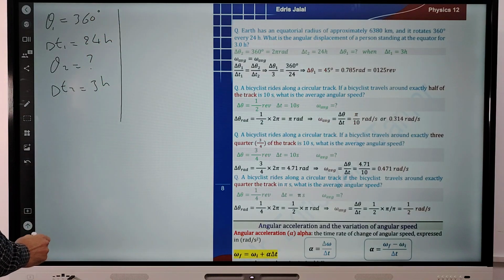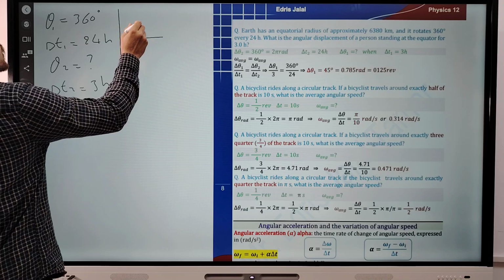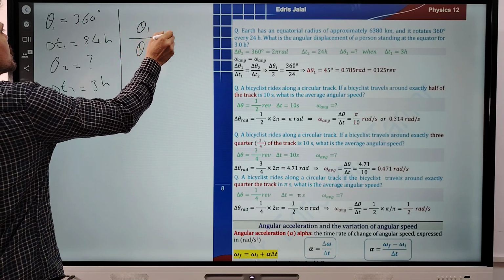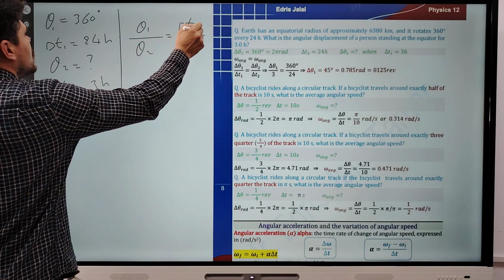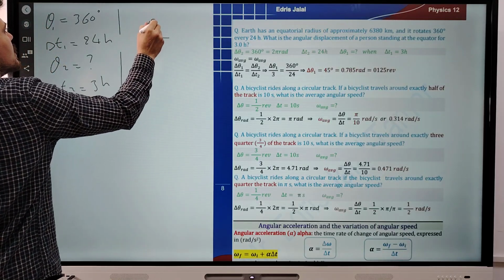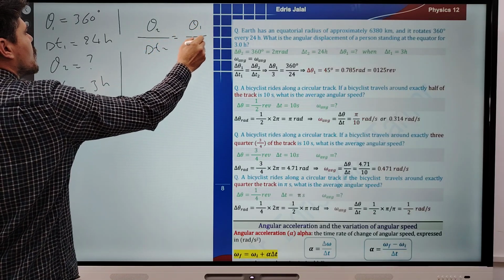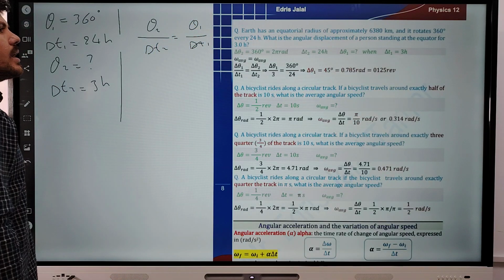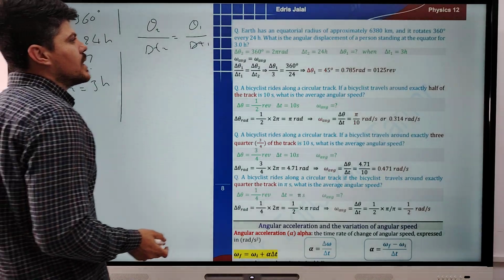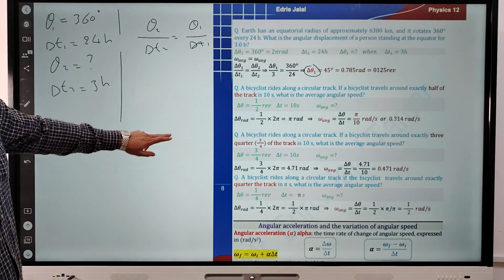As I mentioned before, if you see two times or two angular displacements, you have to think about this equation: theta 2 over t2 is equal to theta 1 over t1. So you can replace to find theta 2, which is equal to 45 degrees.